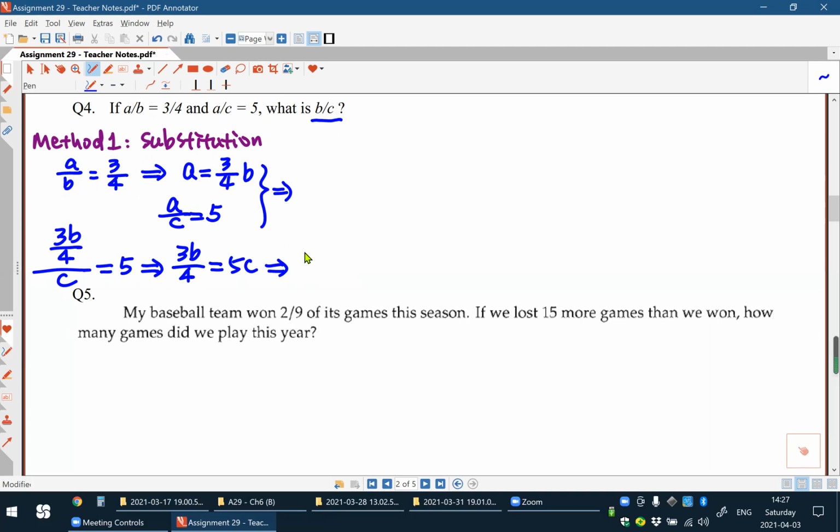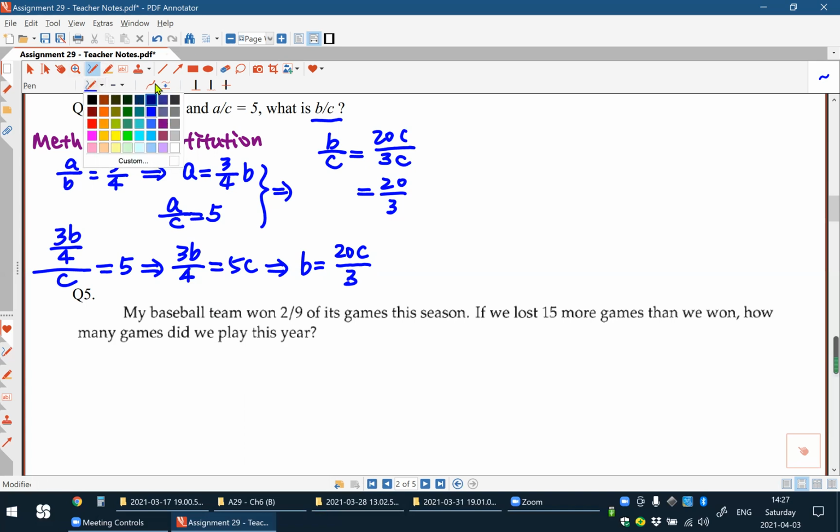Okay, then we can solve B in terms of C. B is actually 20C over 3. Then we can put B into this ratio. B over C is actually 20C over 3 over C, which is 20 over 3, right? Okay, so the final result is 20 over 3.